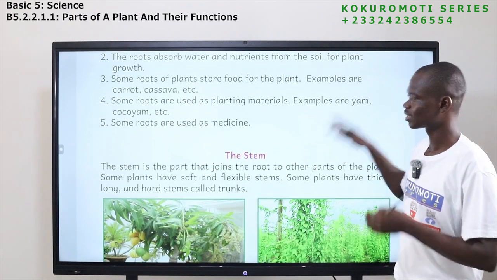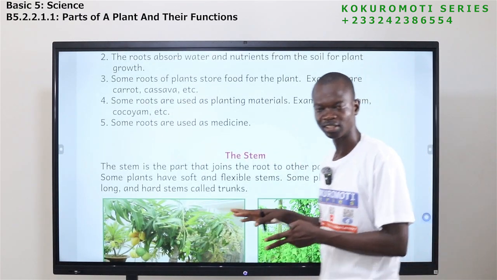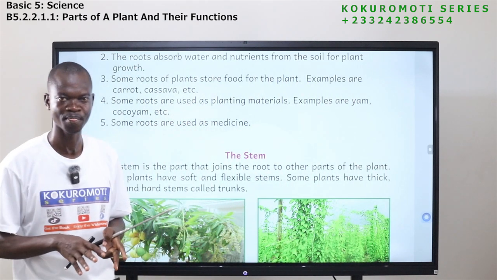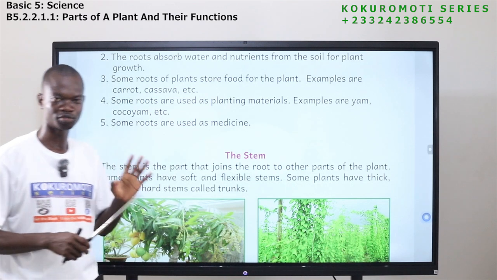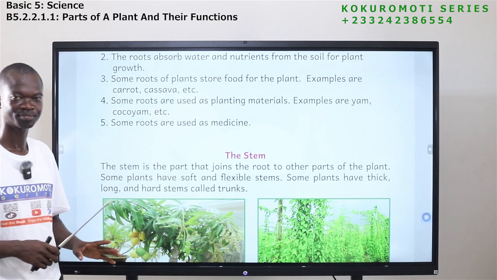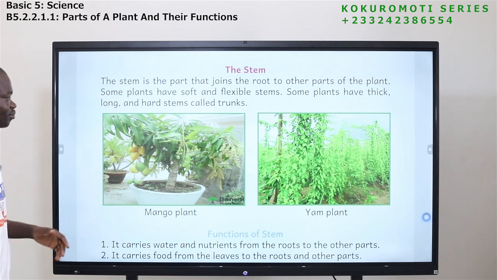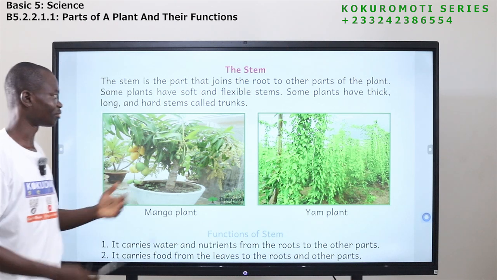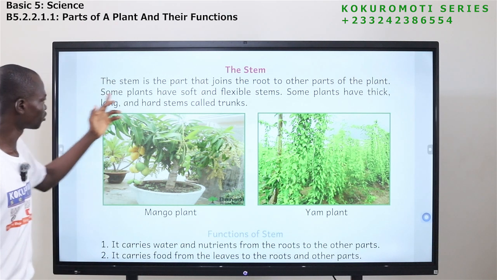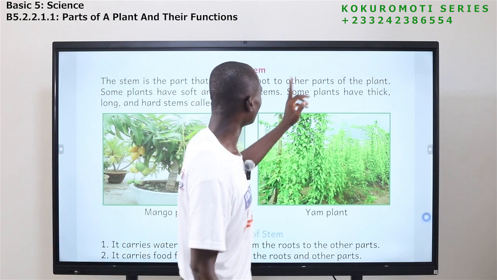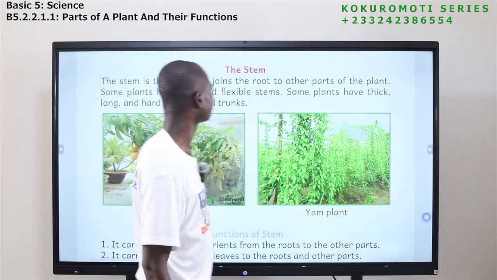Okay, so we have seen the functions of the roots and the types of root systems. Now we are going to look at the stem. What is the stem of a plant? The stem of a plant is the part that joins the roots to other parts of the plant.